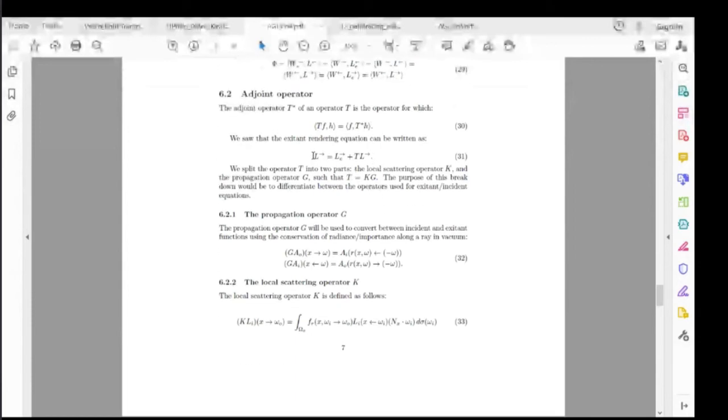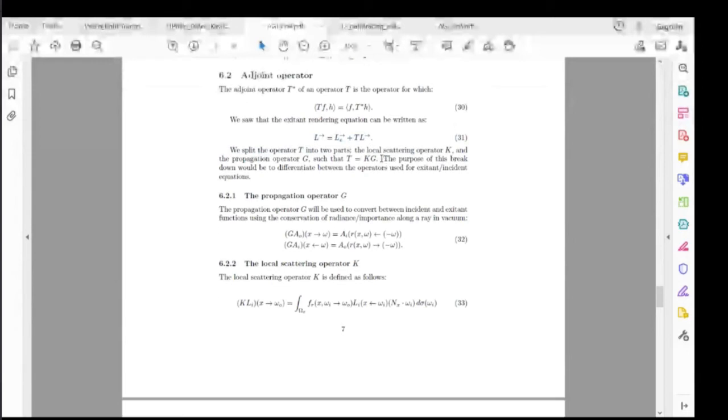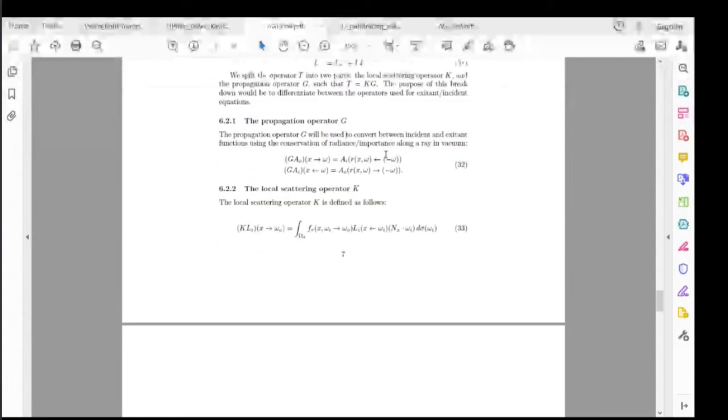And what we saw before was, okay, you have the rendering equation written in operator form, and we'll split this operator, the light transport operator T, into two operators applied one after the other. One is the propagation operator G, and the other is the local scattering operator K. You can read on that in more detail in Vich's thesis, 4th chapter.